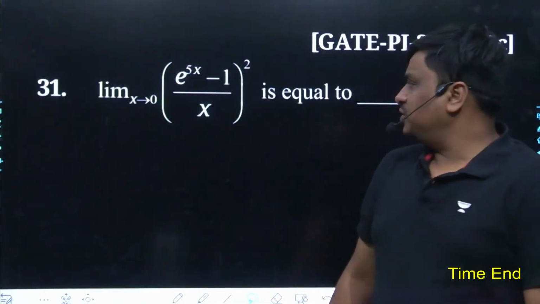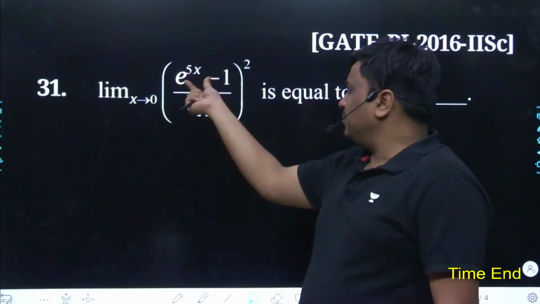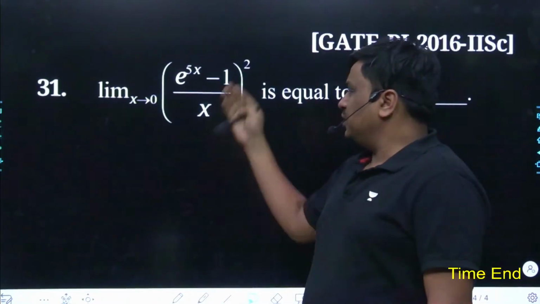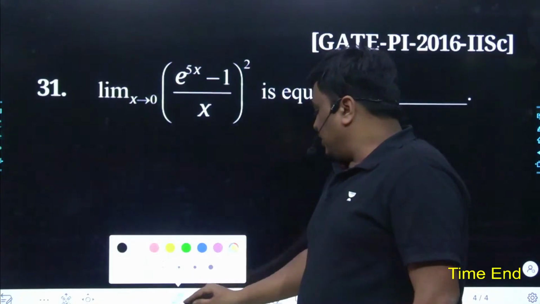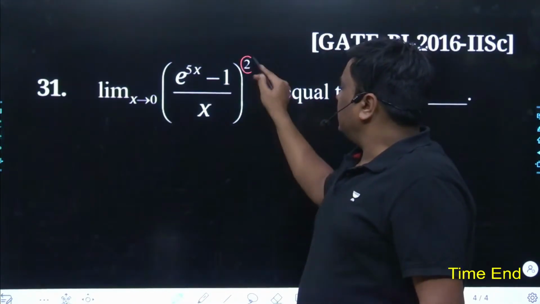Again, the problem is almost the same. Once you feed x equals 0, it becomes 1 minus 1 divided by 0. Virtually speaking, 0 by 0. But this square term, no. You just have to adjust this square term, and then you get its answer as well.